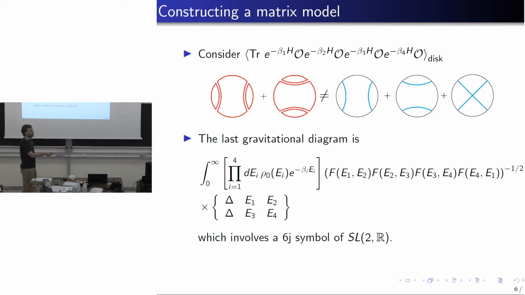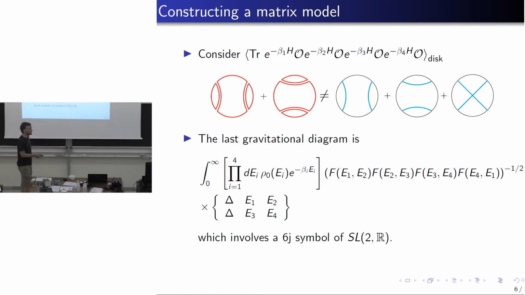And furthermore, these black lines on the edge are supposed to represent insertion of e to the minus beta H. And so I put an e to the minus beta E over here. The next Feynman rule is that whenever you have a blue line that meets a black line, you're supposed to put in this f function over here, which I introduced earlier. It's a function of the two adjacent energies.